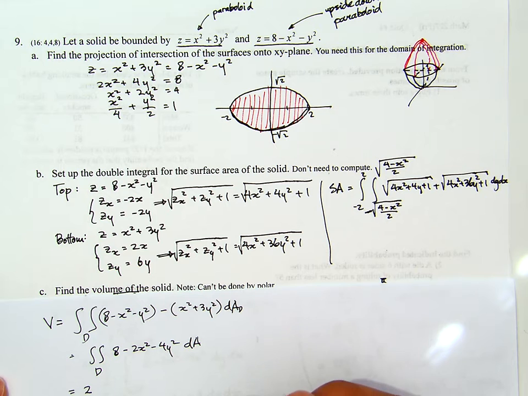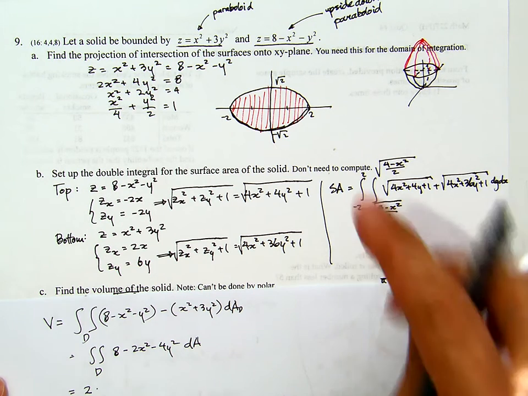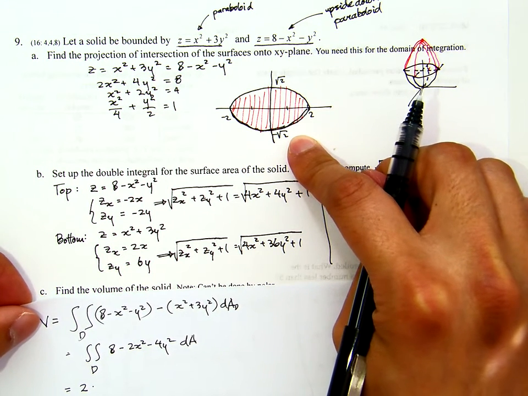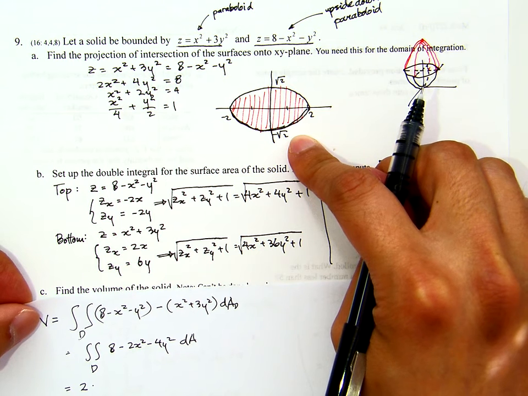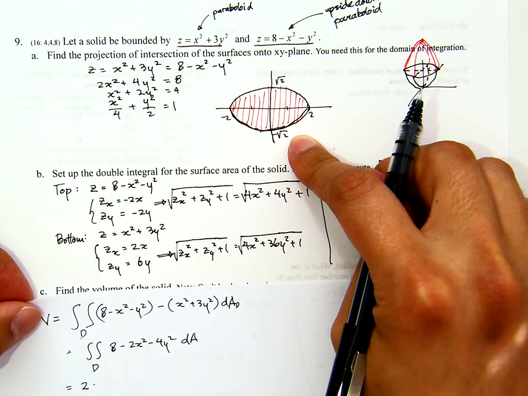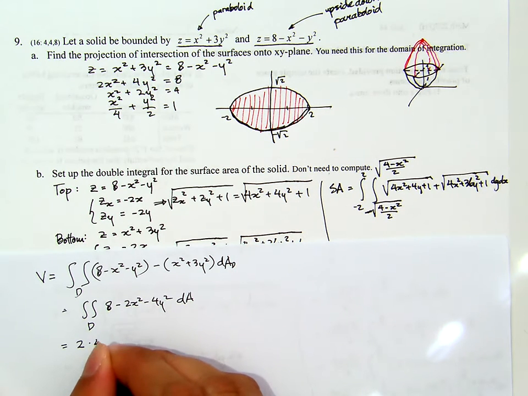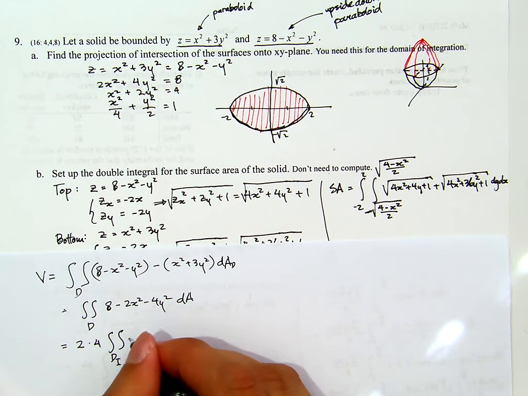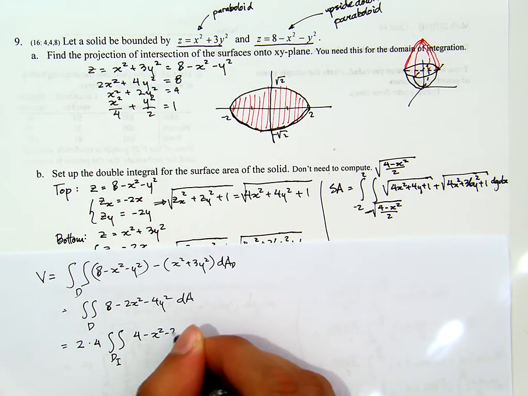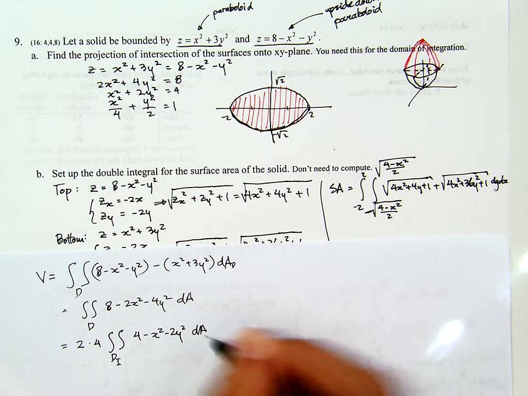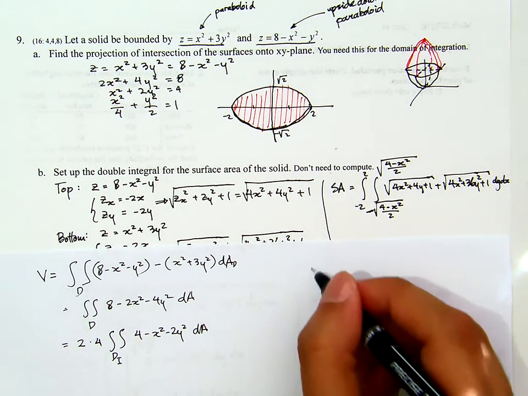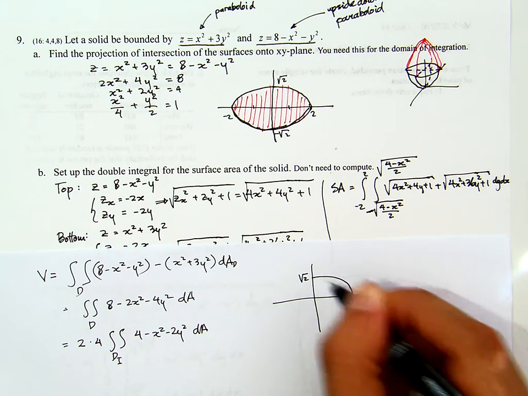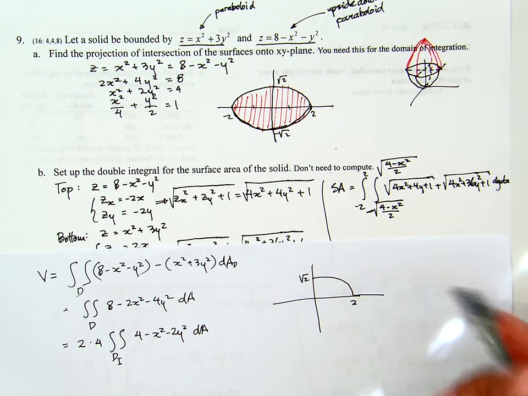Let's break that graph into four parts, because we know that this graph is symmetric with respect to the xz plane and the yz plane. So I'll break it into 4 parts, and this will be D in quadrant 1 only, and then this will be the integral of 4 minus x squared minus 2y squared dA. Now we are dealing with this ellipse, in which this is radical 2 and this is 2, only that part.